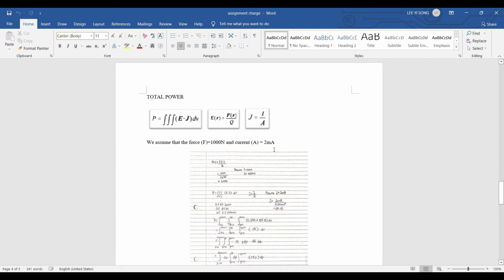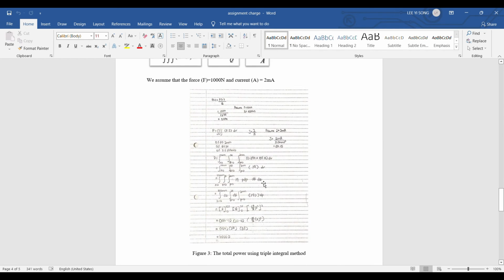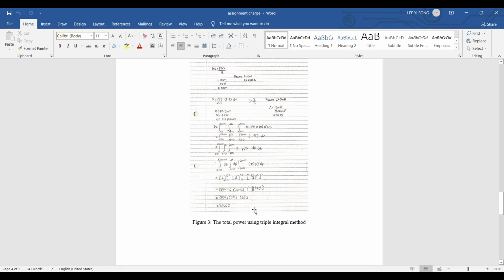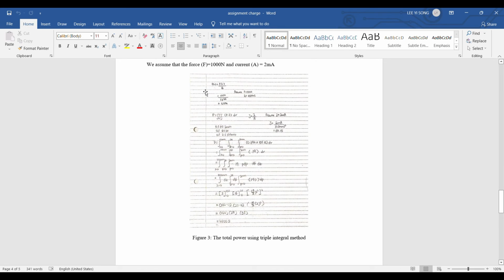We will get the value of electric field and current density, and we will multiply them, and we will get the value 19. The value will be used as the function, and we use the triple integral method to solve it, and we will get the value 7600 pi. This shows the calculation of total power using the triple integral method.